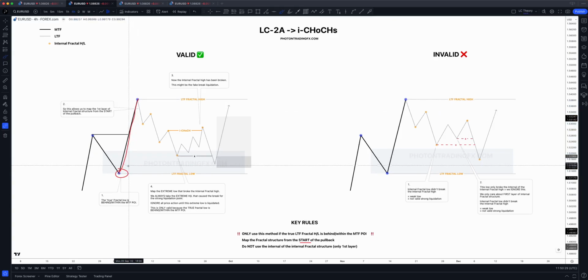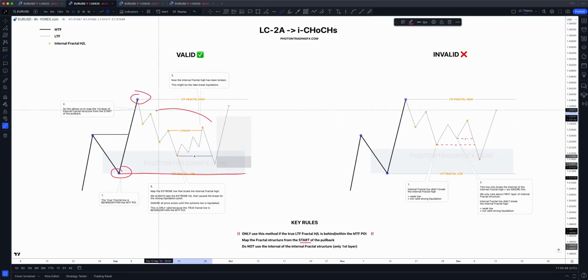So if this is where that true active fractal low is on your lower time frame, well, for us to use the LC2A entry model, where we need a fake break to occur, right, for a fractal high to be broken, well, how can we do that? Because the fractal high is up here and the fractal low is down here. So that means any price action that then forms within here, that would mean that we can't trade it. We'd have to ignore it.